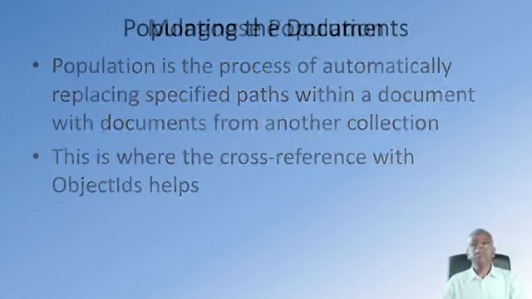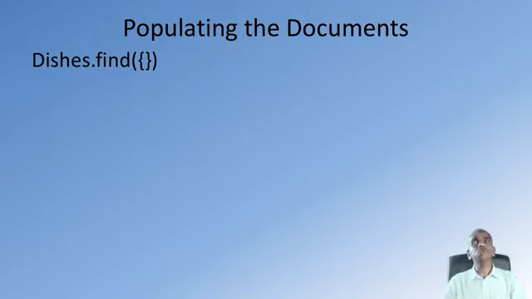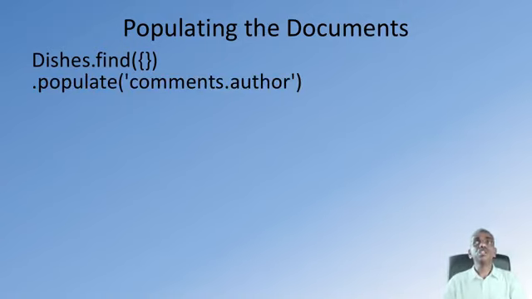In code, let's take a look at how we would populate, for example, the dishes document that we have just seen earlier. Earlier, we were doing dishes.find to find all the dishes in our database. Once you find the dishes document, you can say populate and supply as a parameter the specific field that needs to be populated. Here we are specifying comments.author. The expectation is that the comments.author field is an object ID which references the user document, and that is how we have set up our comment schema already.